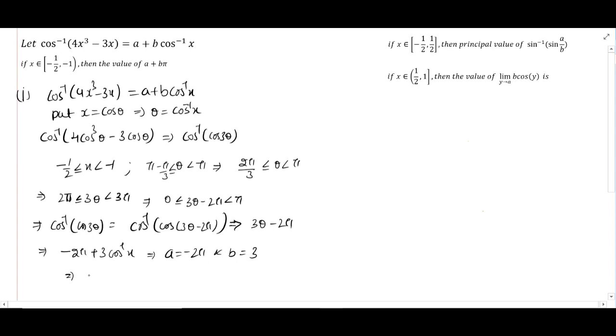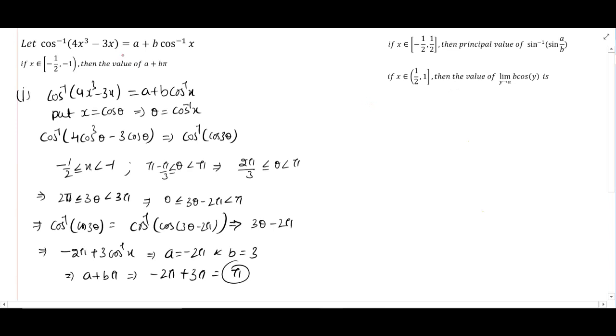So we'll get the value of a plus b pi as minus 2 pi plus 3 pi, that means pi. So this is the solution of the first part. Now for the second part, we have to find the principal value of sine inverse of sine a by b when x belongs to minus 1 by 2 to 1 by 2, right?